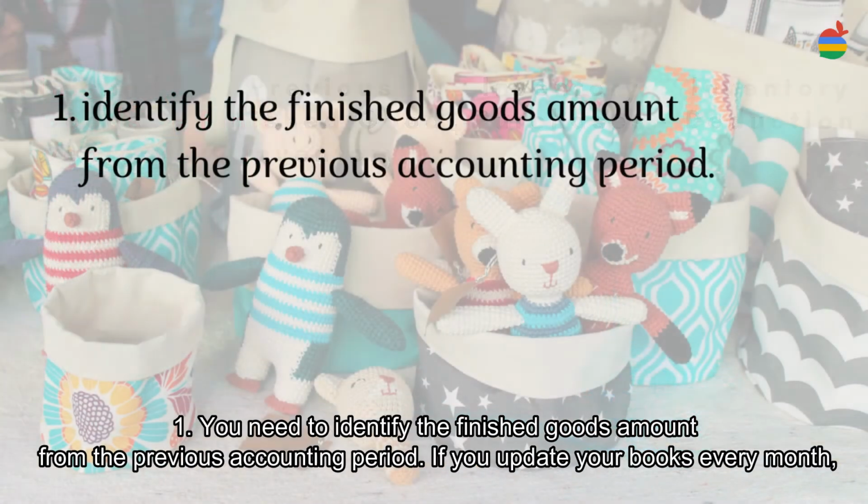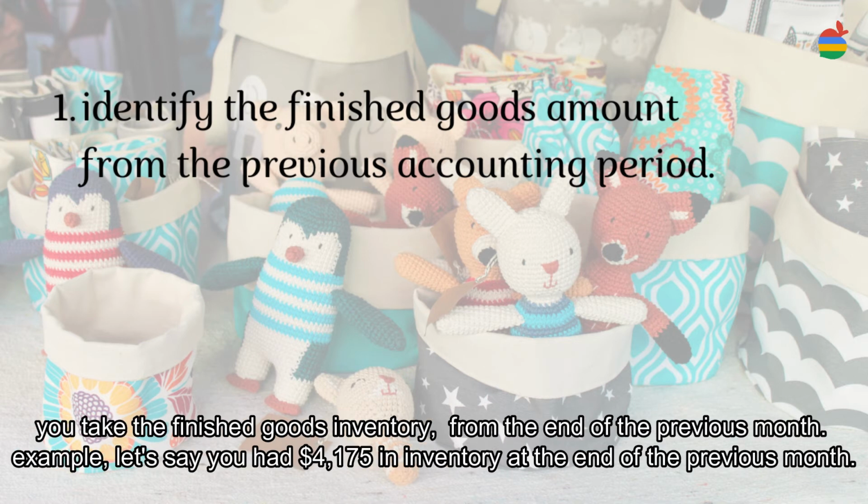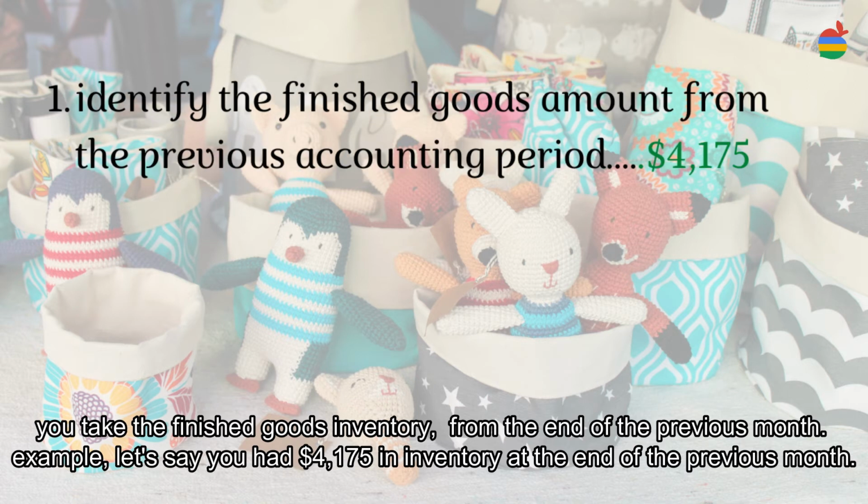First, you need to identify the finished goods amount from the previous accounting period. If you update your books every month, you will take the finished goods inventory from the end of the previous month. In our example, let's say you had 4,135 in inventory at the end of the previous month.